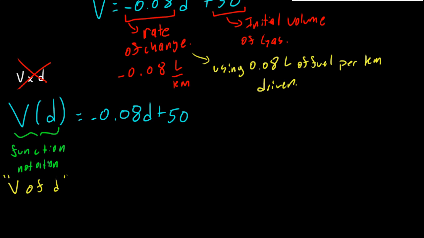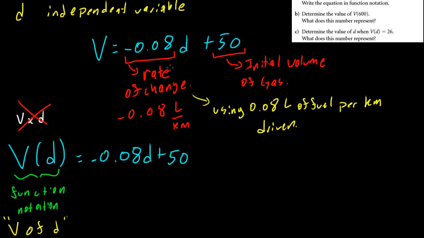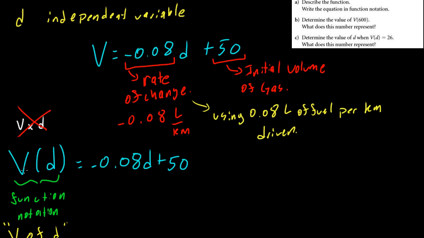V of d. That's how we say this. And we're saying this v, volume, is a function of d. That's how we read this. So this is our function notation. It is literally the same thing as our equation, except instead of just saying v, we say v of d. So we tell the reader that this volume is a function of distance, of our independent variable. Our dependent variable is a function of our independent variable. So that's our equation in function notation.